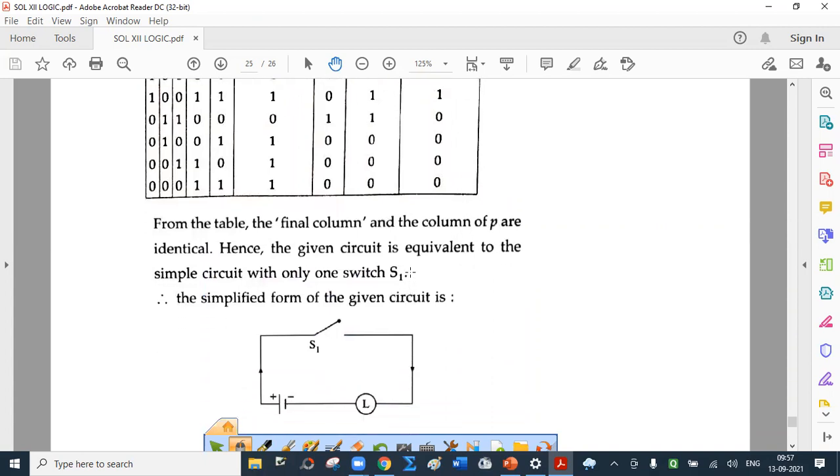Is that clear? So we have completed the topic. Please do solve the sums given for homework. Tomorrow we'll start with the next topic.